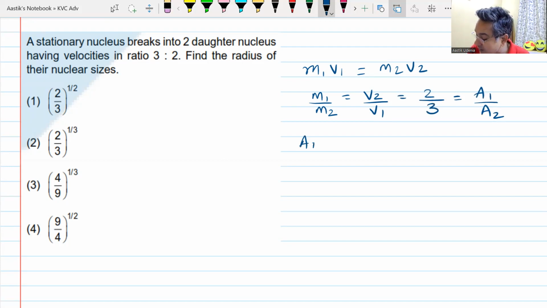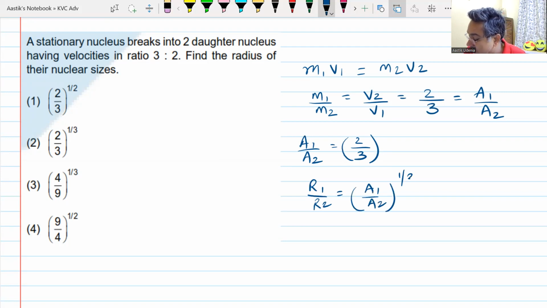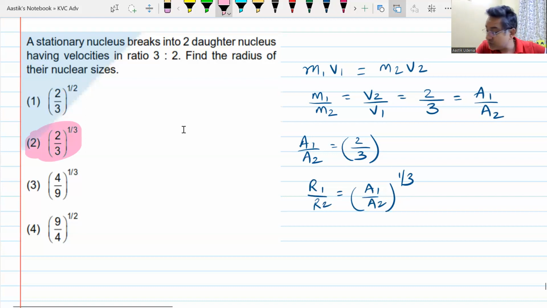So I can say A1 by A2 will be equal to 2 by 3, and you must know radius r1 by r2 was (A1 by A2) raised to the power of 1 by 3, and therefore my dear friends, the answer is (2 by 3) raised to the power of 1 by 3. I hope you have understood this. I'll give you a minute to note this down.